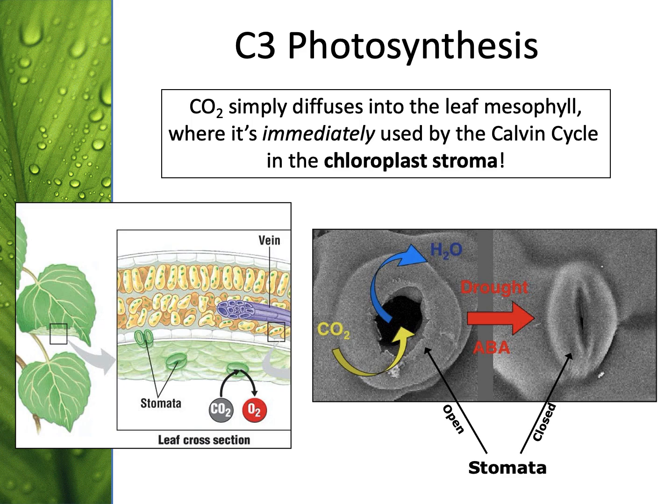Carbon dioxide simply diffuses into the leaf mesophyll, where it's immediately used by the Calvin cycle in the chloroplast stroma. The figure on your screen shows a leaf in which we're zooming in and looking at the stomata on the underside of the leaf where gas exchange is occurring. And these stomata can open and close. Some of the factors that can lead to the closing of a single stoma are drought and the hormone abscisic acid. And this abscisic acid is produced in the leaves when plants are under stress.